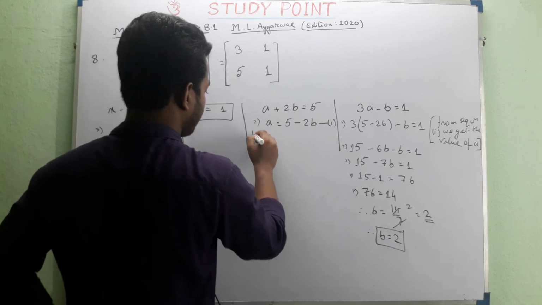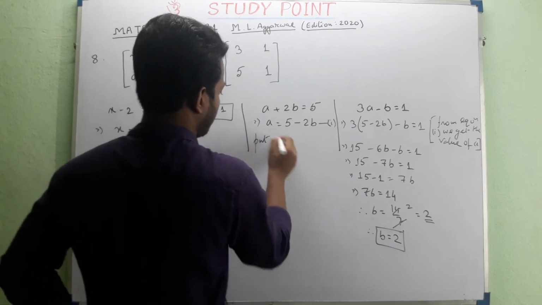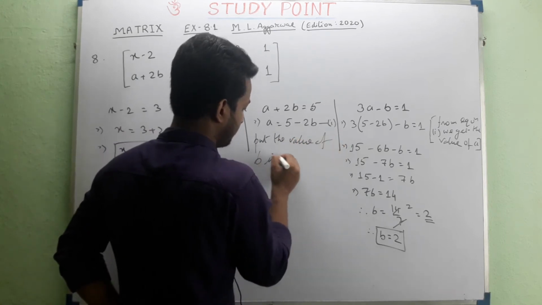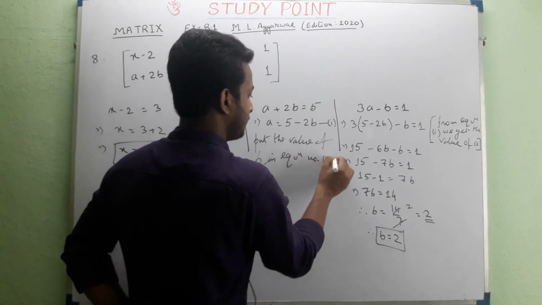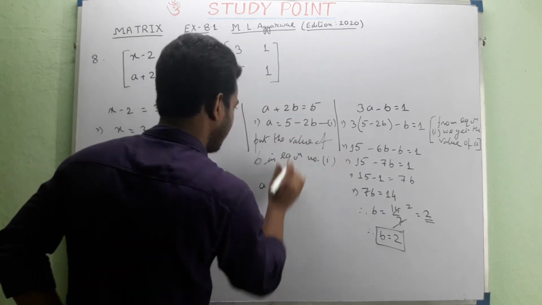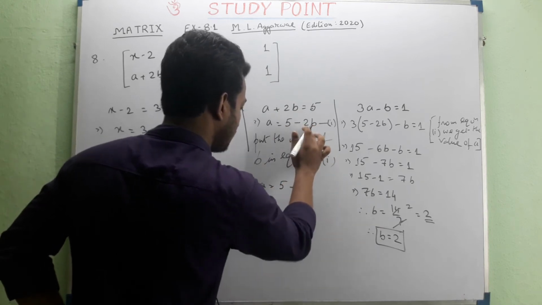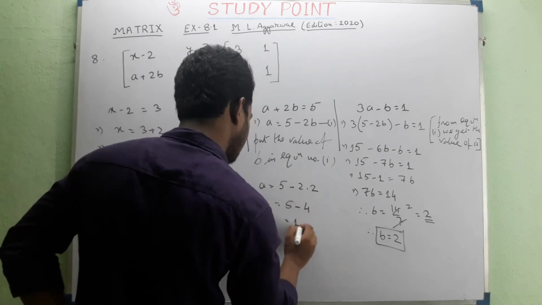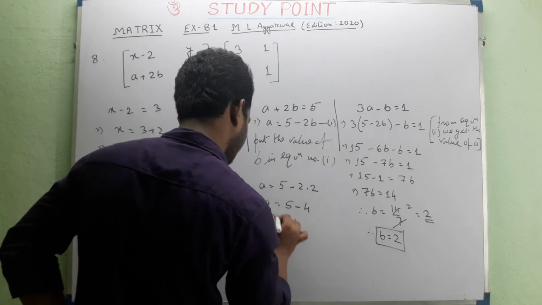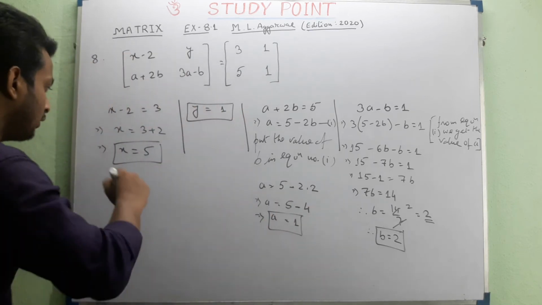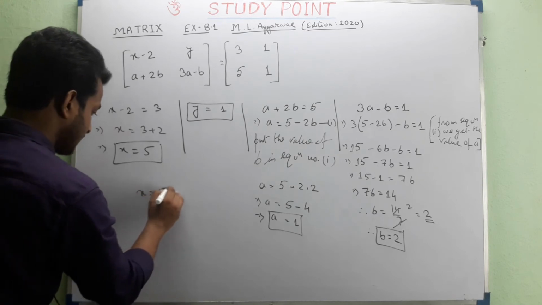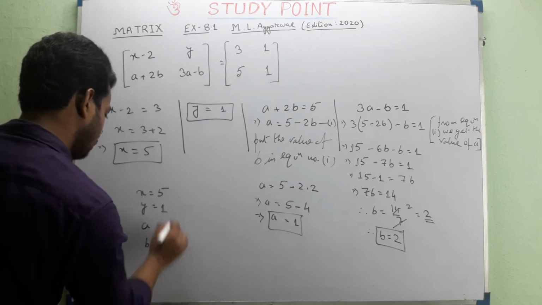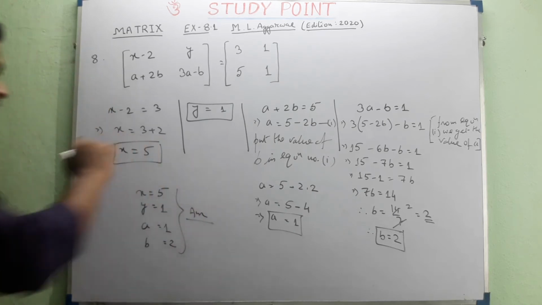Now put the value of b in equation number 1. See, we have this equation. Now put the value instead of b: 5 minus 2 into b. What's the value of b? That is 2. So it is 5 minus 4, that is equal to 1. So these are the values of x, y, a and b. X is 5, y is 1, a is 1, b is 2. So this is the answer.